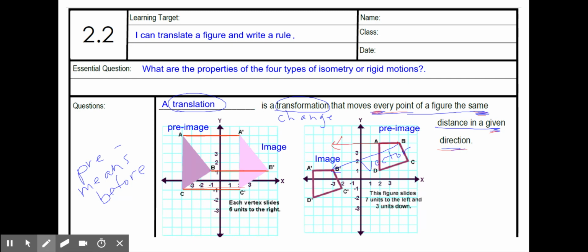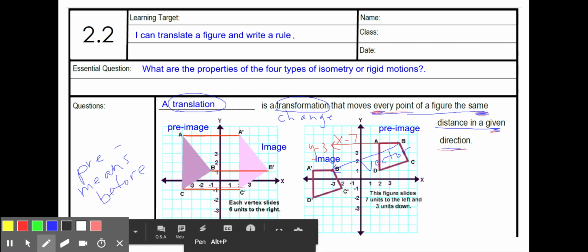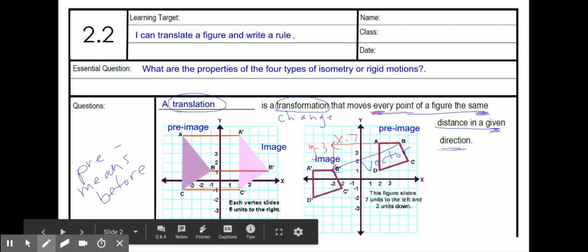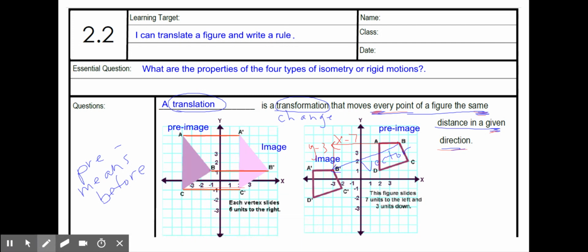So it's like on the x-axis. On the x coordinate, I'm moving left 7, and then I have to go down, so 1, 2, 3. So on the y coordinates, I have to go down 3. And here they show it in words too. So this figure slides 7 units to the left and 3 units down.